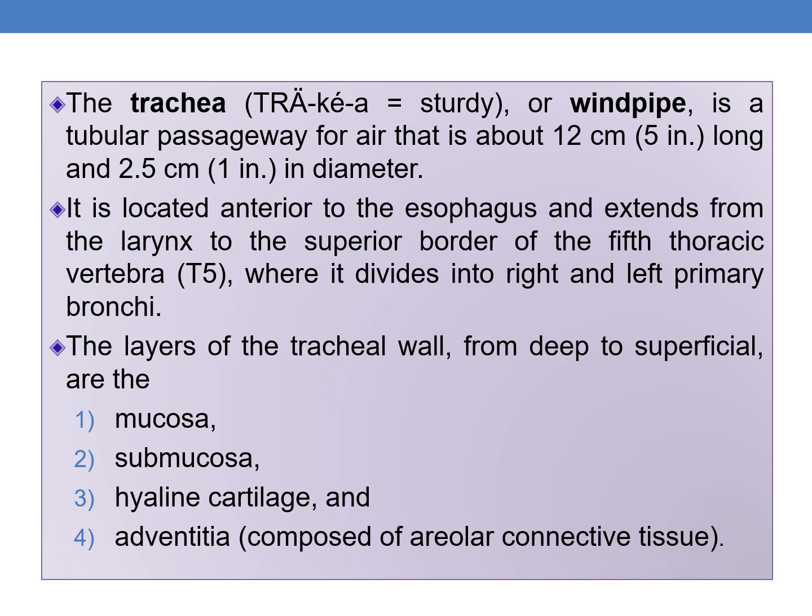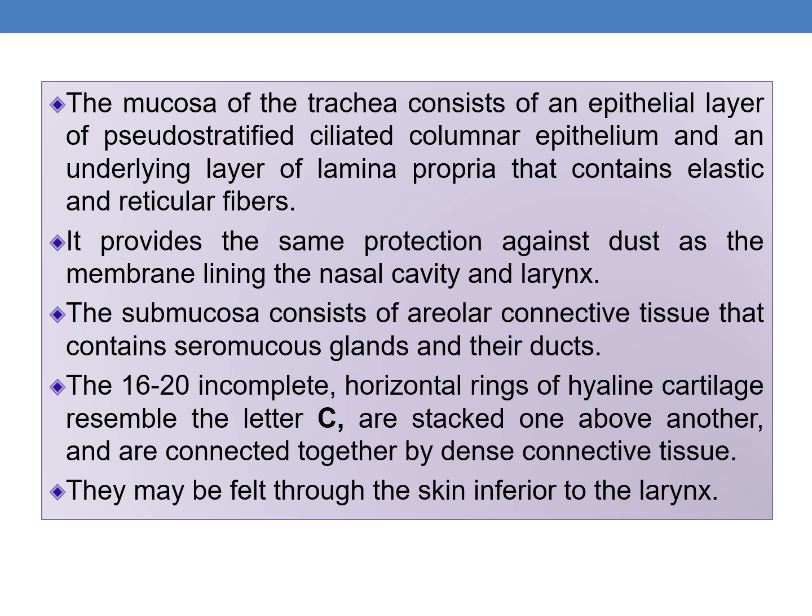The layers of the tracheal wall from deep to superficial are mucosa, submucosa, hyaline cartilage and adventitia, composed of areolar connective tissue. The mucosa of the trachea consists of an epithelial layer of pseudostratified ciliated columnar epithelium and an underlying layer of lamina propria that contains elastic and reticular fibers. It provides the same protection against dust as the membrane lining the nasal cavity and larynx.